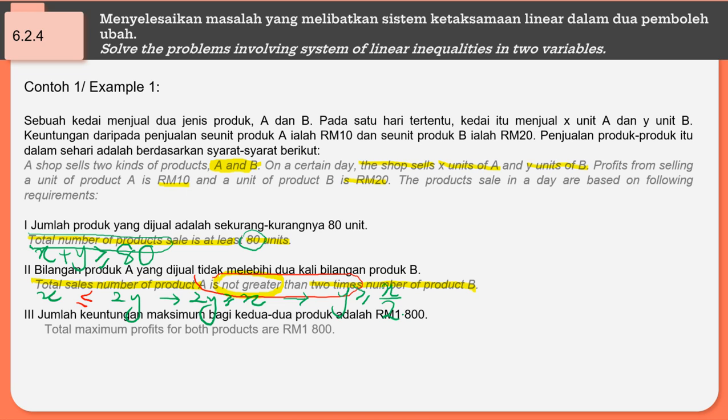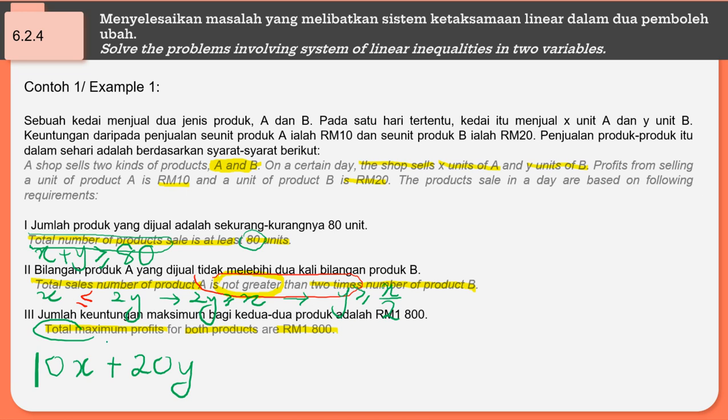Alright, the third one, the total maximum profit for both products is 1,800 ringgit. So here it involves the money, the profits. So we have the profit RM10 for product A. That means we have 10x here. And then we have 20 ringgit for product B. So we have plus because of the total. So plus 20y, for both products.